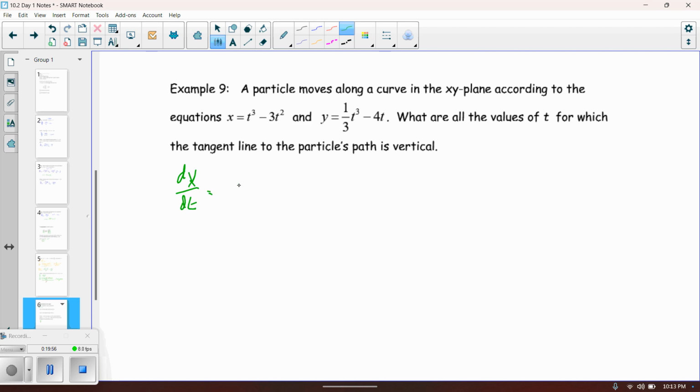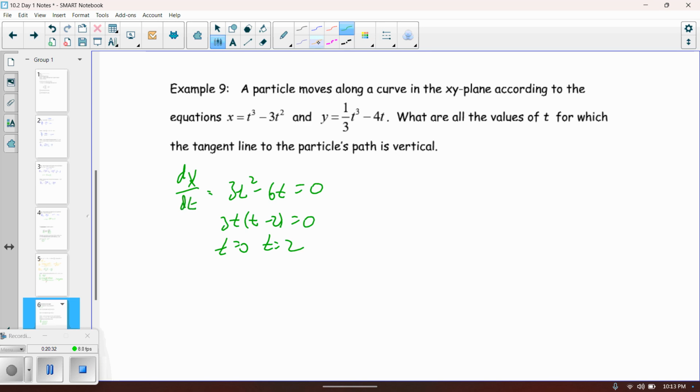Well, dx over dt is going to be 3t squared minus 6t. We want that to equal 0, so let's set that equal to 0 and solve. We can factor out a 3t, and it looks like our t values would be at 0 and at 2. And remember, the idea behind this is as long as the denominator dx over dt equals 0, you'll have a vertical tangent as long as the numerator's derivative dy over dt also does not equal 0 at one of those values. So there's two different ways you can do it.